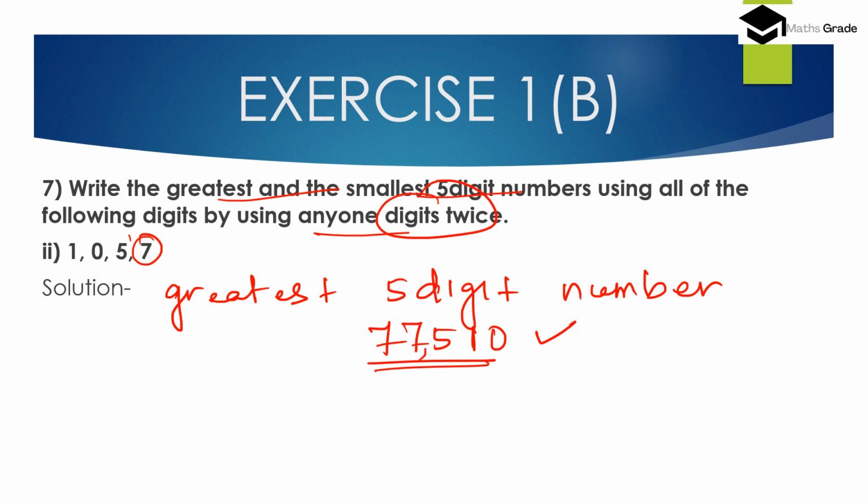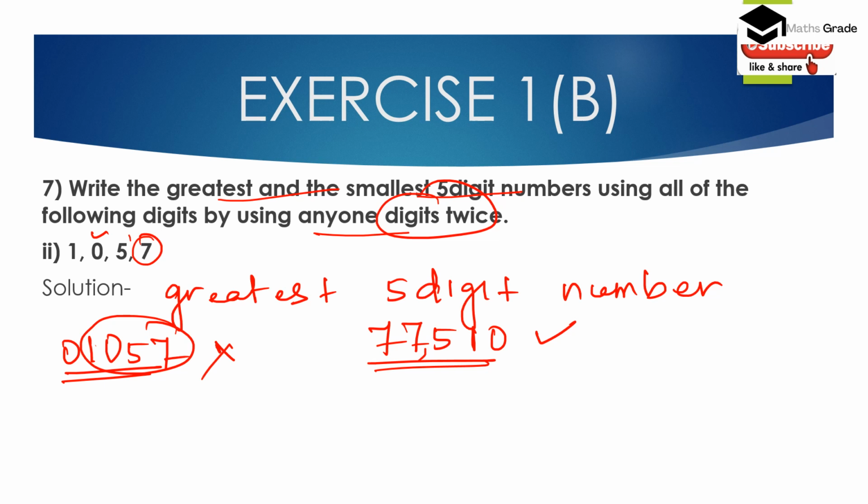Then the smallest digit. The smallest digit is 0. If we use 0 at the 10,000 place, then after 0 the smallest digit is 1, after 1 the smallest digit is 0, then after 0 it is 5, then 7. Then this number is not a 5 digit number, this is a 4 digit number, 1057. So this will be incorrect.